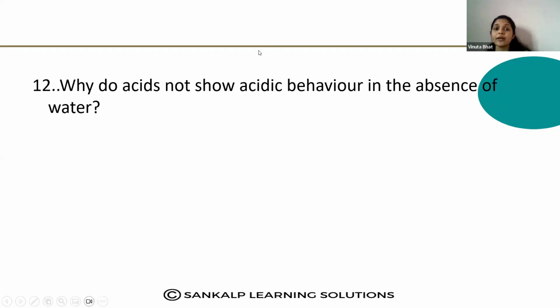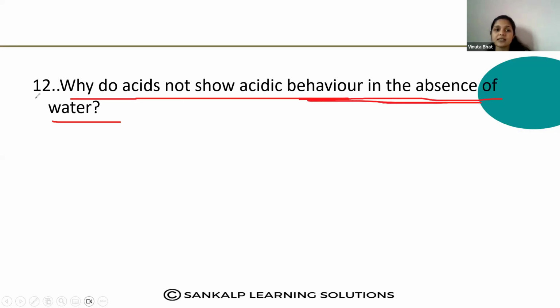Note down the next question. Why do acids not show acidic behavior in the absence of water? What is the reason behind this? Please note down the question. Why do acids not show the acidic behavior in the absence of water?